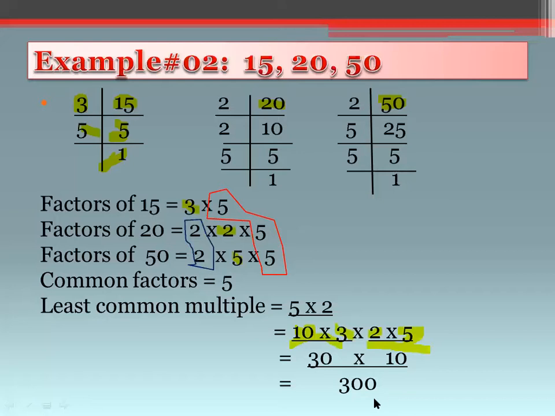So this is method number 2, by factorization method. In factorization method, you will resolve each number into its factors. Make sure your factors are prime numbers, and then find out the common factor, and then the next common factor, and write it down in the next step, and then multiply all the remaining factors, and then you will get your answer 300, and 300 will be your LCM.